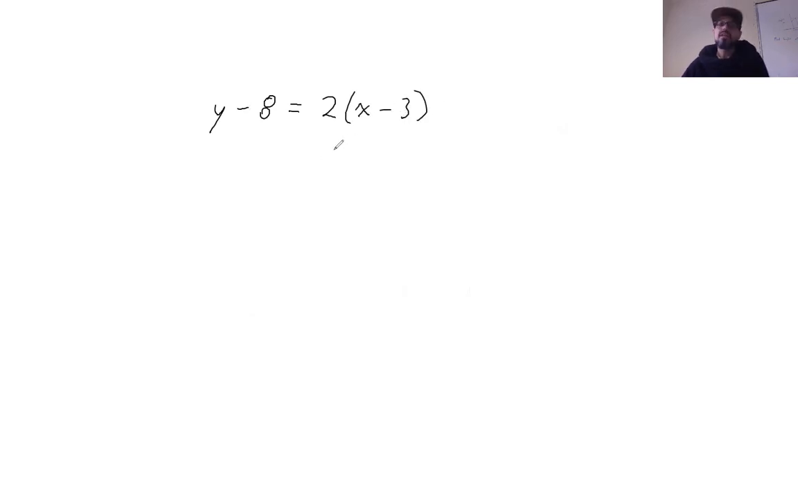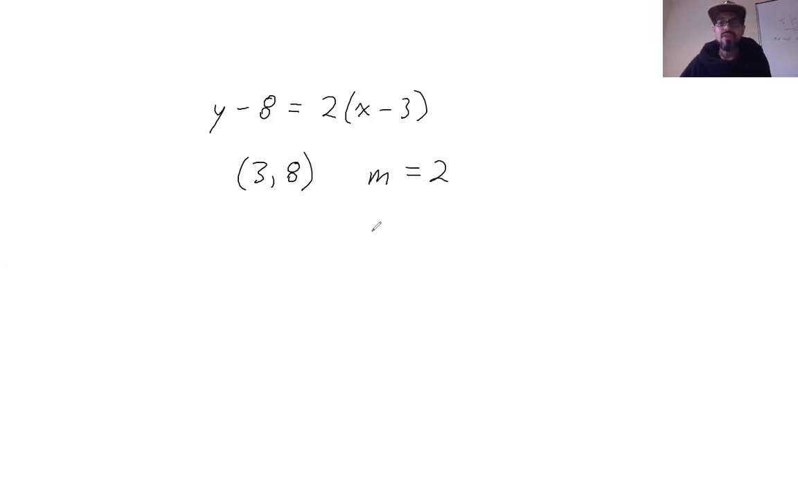And then, what can you tell me? Well, you should be able to tell me that the point that's on this line is the opposite sign of the x, 3, right? Notice I went to here for the x, it's associated with x over here, and the opposite sign of the y, which is 8. So the point that's on the line is (3, 8), and the slope is equal to 2.